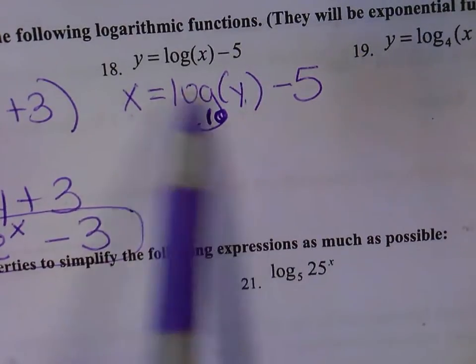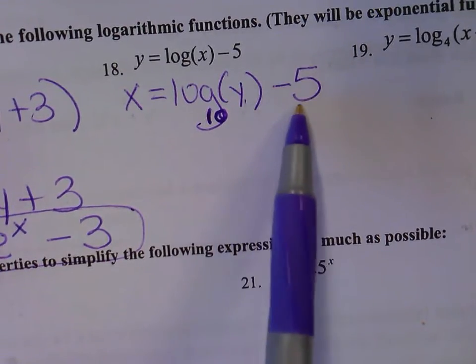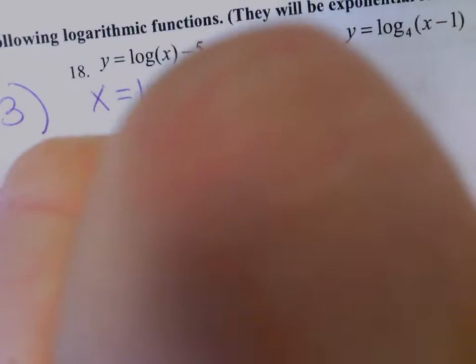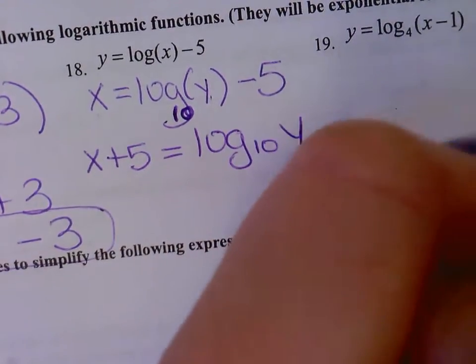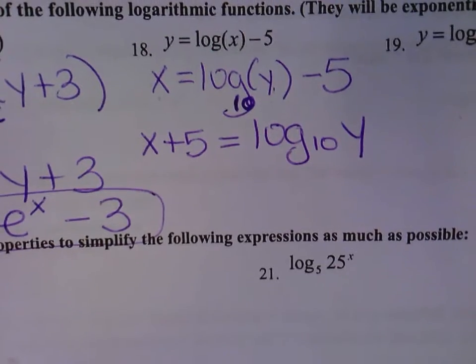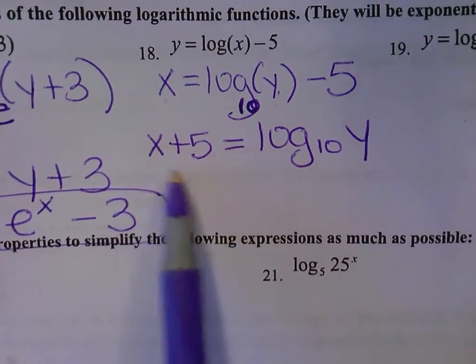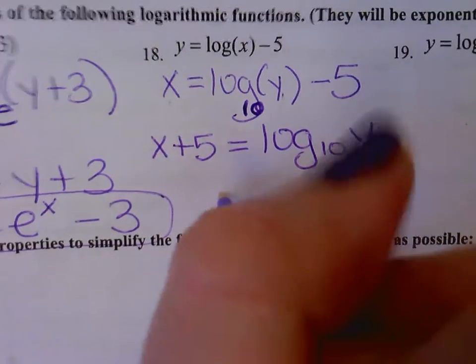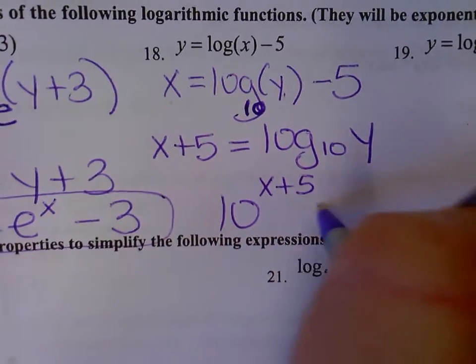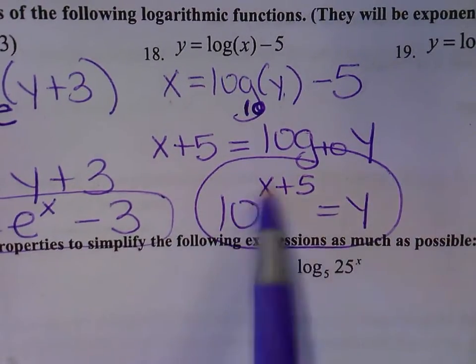Before I switch form, I really should move this minus 5 to the other side of the equation. So I really should have x plus 5 together before I switch into exponential form. And then can you see what exponential form would be? 10 is the base. I'm going to raise it to the x plus 5 power, and that will free up the y that's currently stuck in the log. And this is a graphable function. Y equals 10 to the x plus 5.